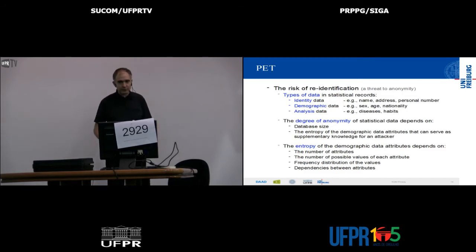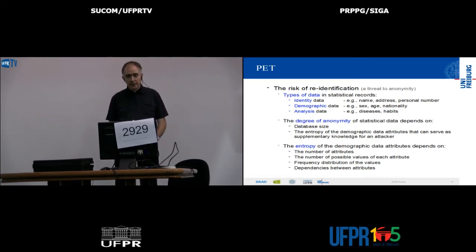And we have a risk of re-identification. Because somewhere else we have certain types of data in statistical records like identity data, name, address, listed somewhere else. Even if your database is free of such records, they might be somewhere else. Demographic data or analysis data. That's what we are after in the medical field. We want to analyze data, and therefore there should be diseases, habits, and so on in the database. And even if we separate them by anonymizing, how can we make sure that other databases which exist cannot be correlated?